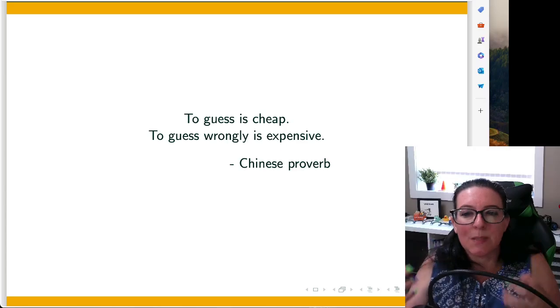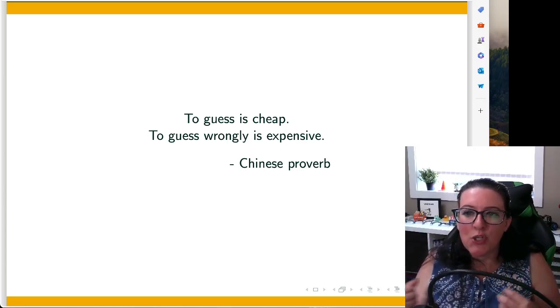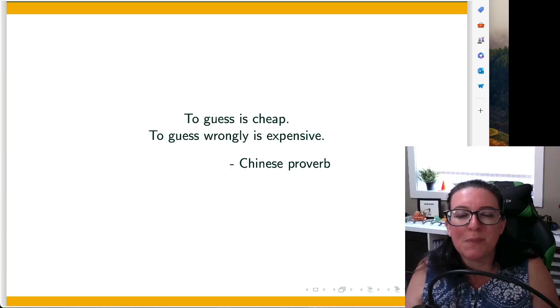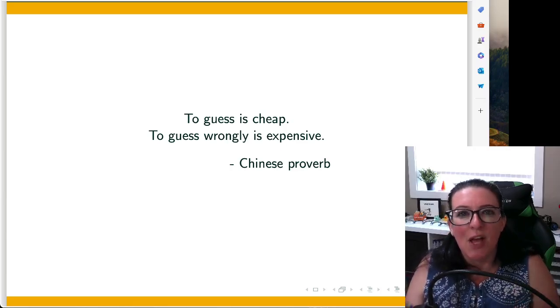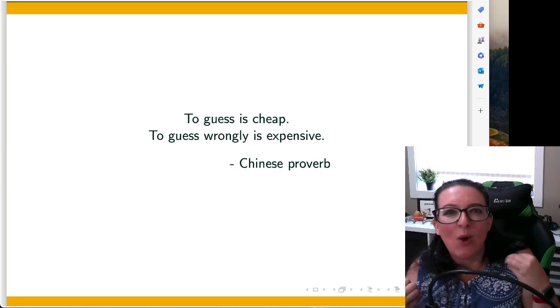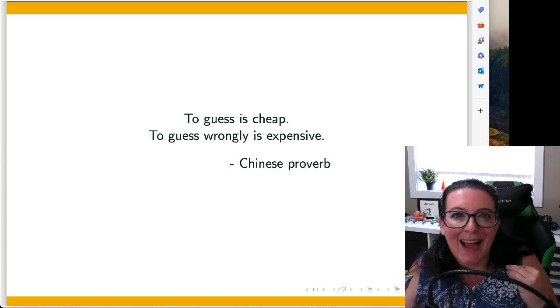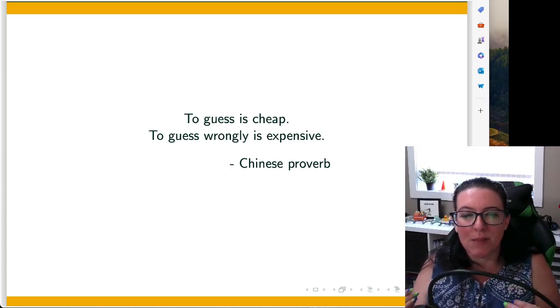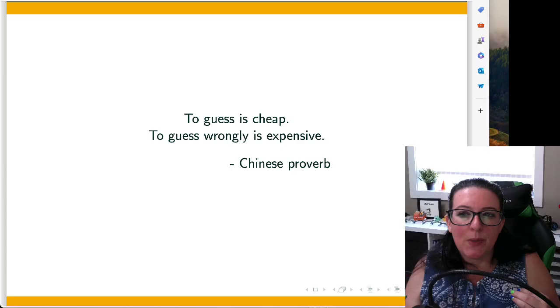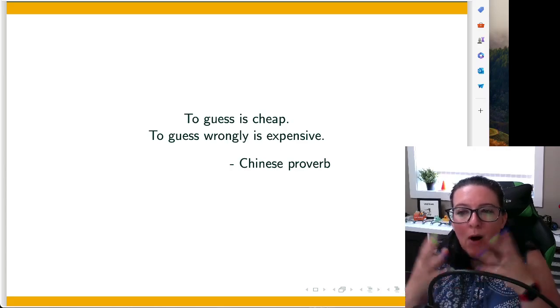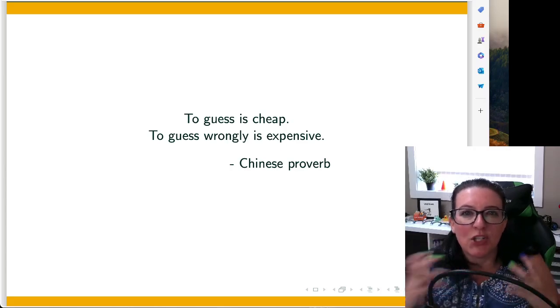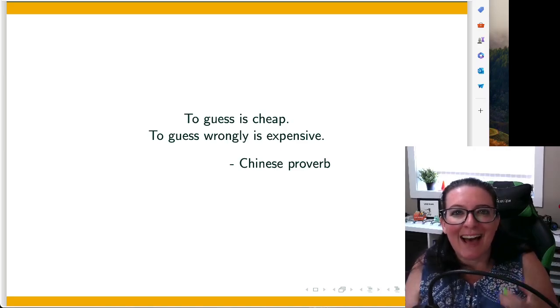So really we're estimating, we're guessing. And according to a Chinese proverb, to guess is cheap, to guess wrongly is expensive. So we want to make estimates, we want to make statements about the greater population, we want them to be as accurate as possible. And so really what we're trying to get to is being able to model, to represent how much uncertainty there is in that estimate.